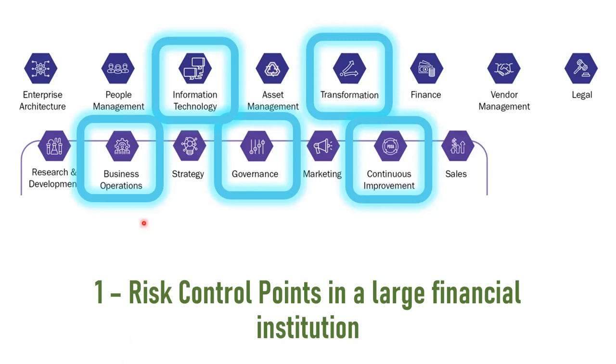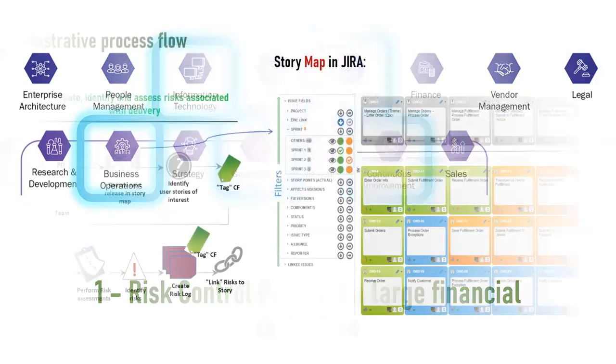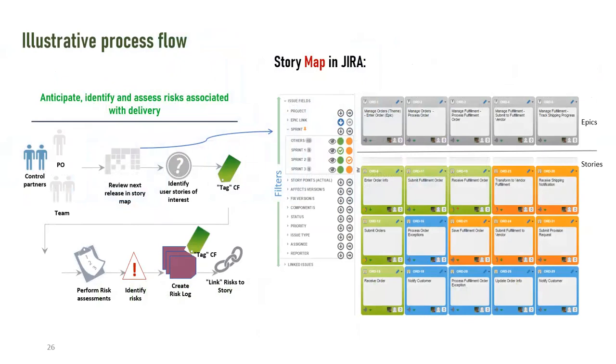They touch upon many things. They touch upon business operations, your IT, your governance. If you're doing a transformation or an evolution, they need to be documented, and obviously for reasons of continuous improvement. So let's look at a specific example. Here's an illustrative process flow I'm going to walk you through using basically a real example in a real organization. I've just changed things and made it very anonymous.